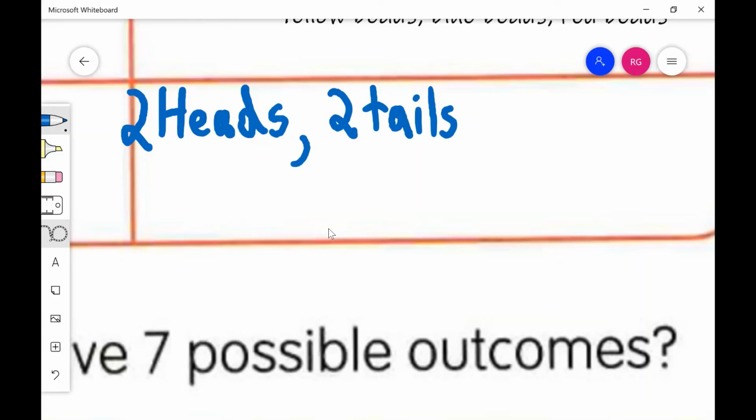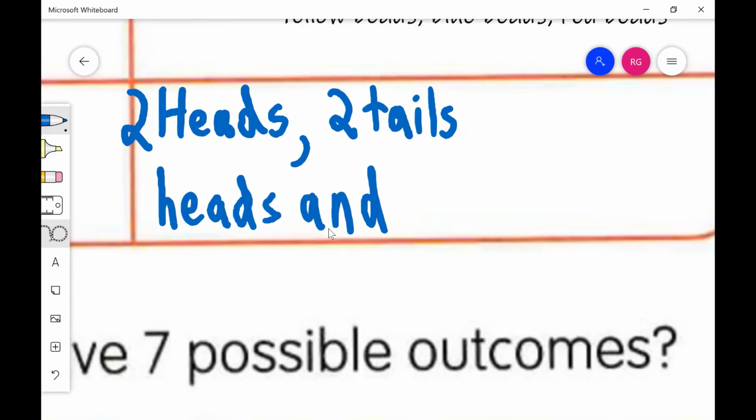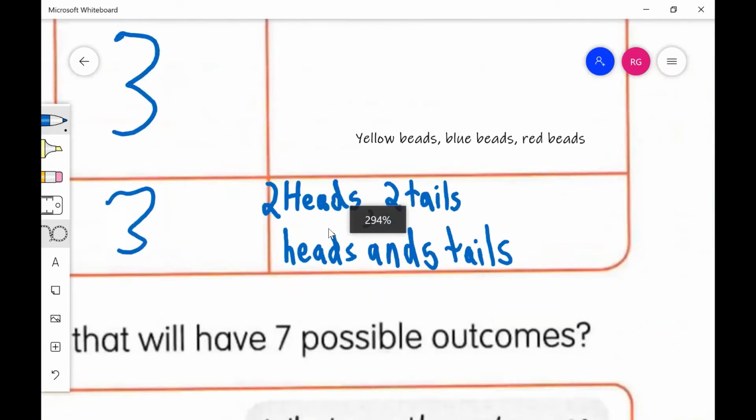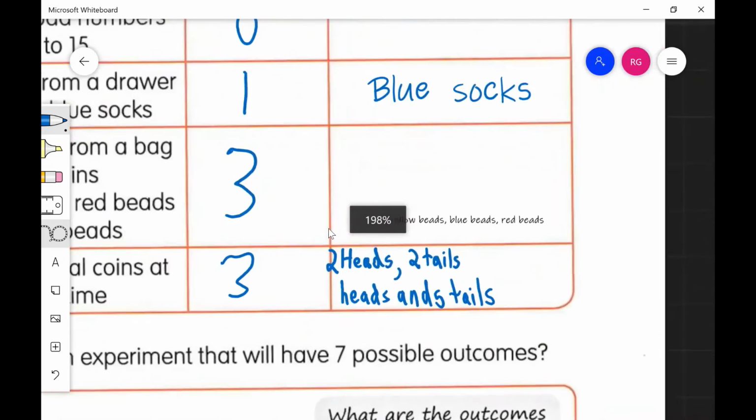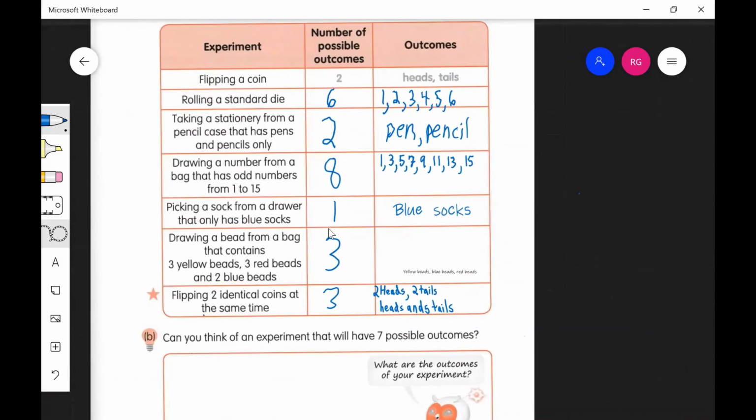And then heads and tails, right? And we got time up here, guys, and that's a good place to stop. Heads and tails, I think we could say. All right, and that was 3 there, so let me pull that out and make sure you got yellow, blue, red. Okay, there's your answers.